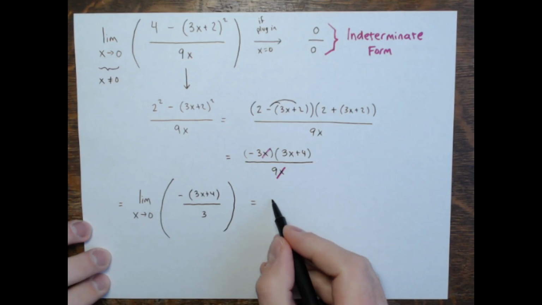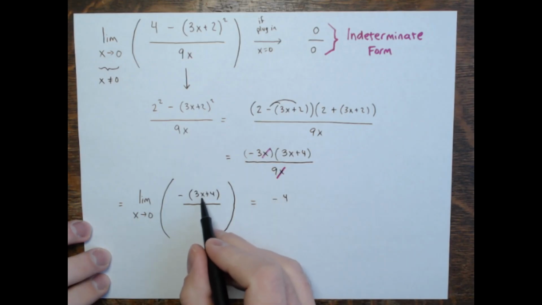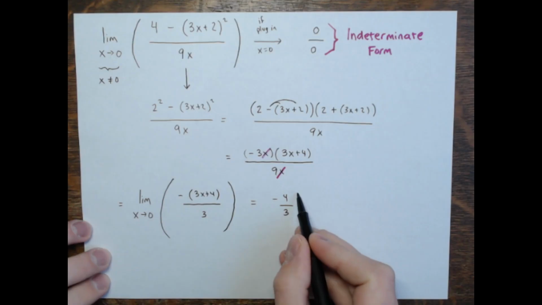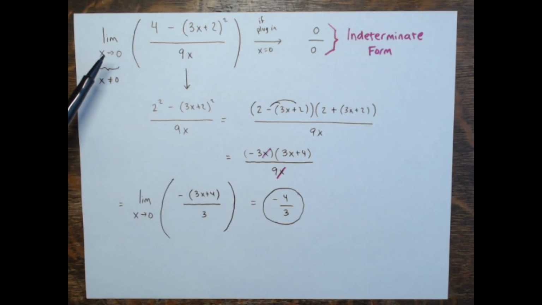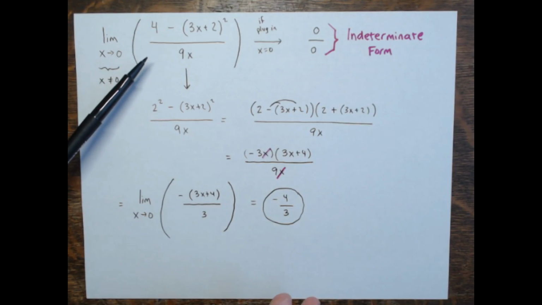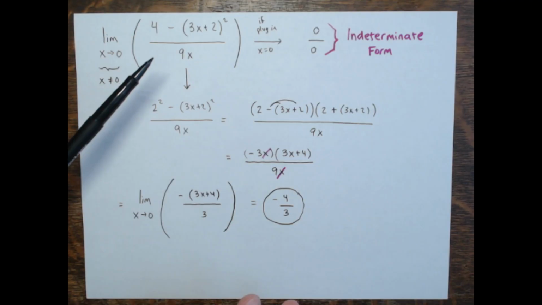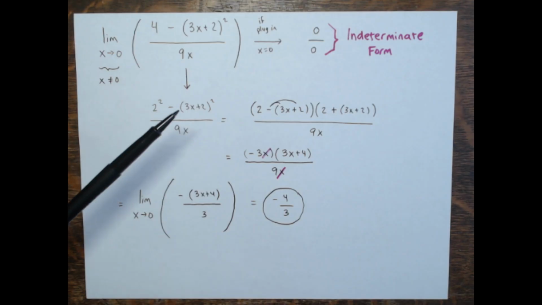This would be negative 4/3. When x is 0, this is just before, and then you've got over 3. So negative 4/3 is our limit. You could have done this without all this. You could have gone to a graph, gone to a table, and maybe figured it out by looking at it.